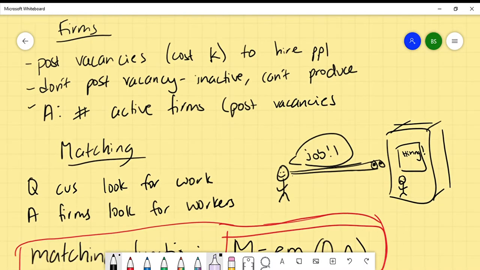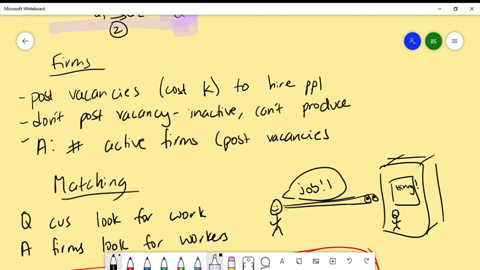Okay, so now we're going to look at the firms. These firms will post vacancies, so they're going to put up job posts. But these cost K, to host them on different websites, in order to hire people. Firms that don't post vacancies are inactive and can't produce, which basically means they're no longer a firm. So in order to be a firm, you have to post vacancies and pay this cost.